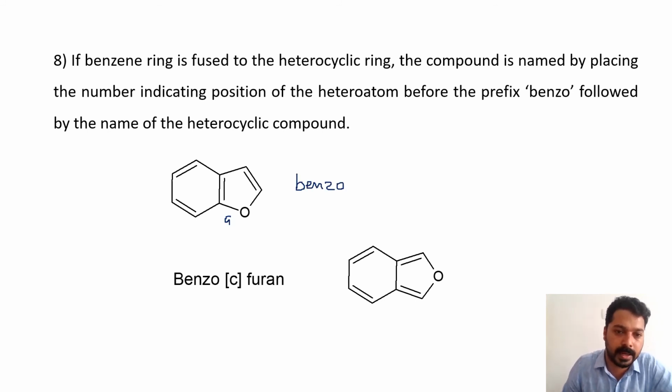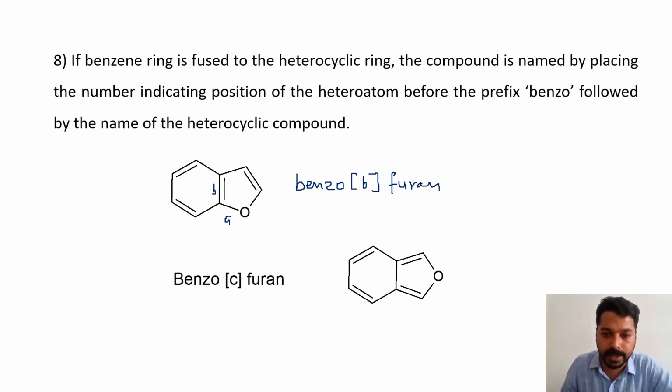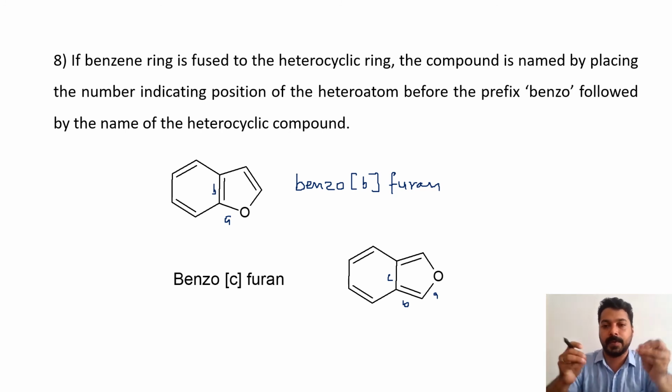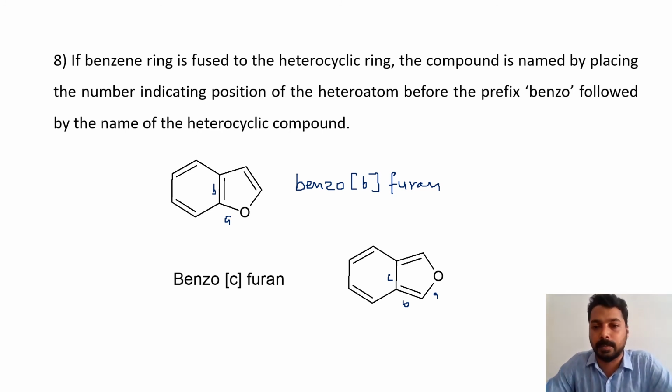So it is A and it is B. So in the square bracket you can write benzo[b]furan. Benzo[b]furan. Similarly, this one will be A, this will be B and C, so it is benzo[c]furan. So if benzene is fused with the heterocyclic system, you can add benzo and the name of the heterocyclic compound. In between, you can add its fused bond.